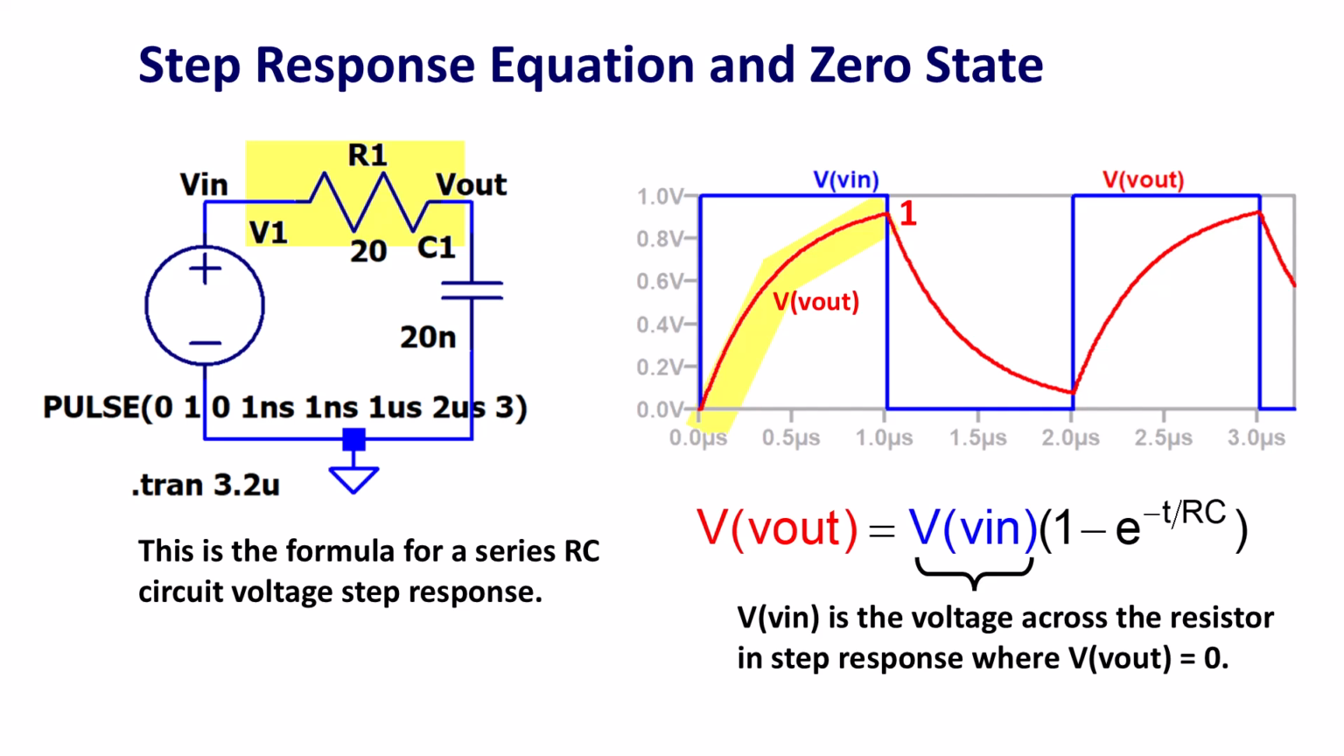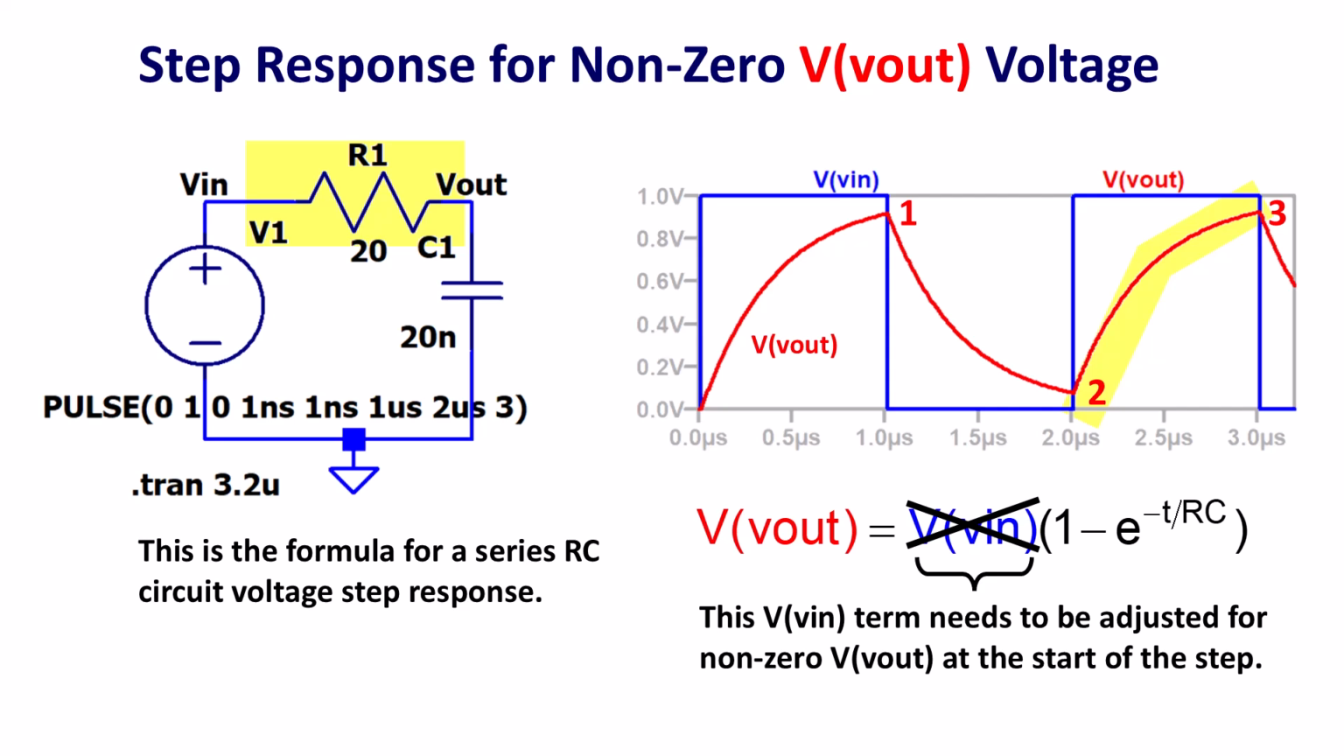In the step response equation for this series RC circuit, the Vin term is the voltage across the resistor at time 0. More generally, by KVL, the resistor voltage is Vin minus Vout. But in zero-state response, the capacitor output voltage Vout equals 0 at time 0, and all of the Vin voltage drops across the resistor at the instant of the rising step voltage. This is because the voltage across the capacitor cannot change instantaneously.